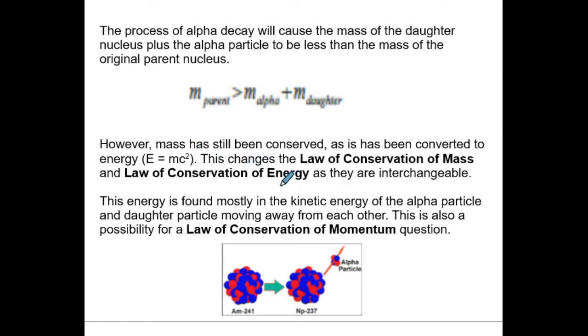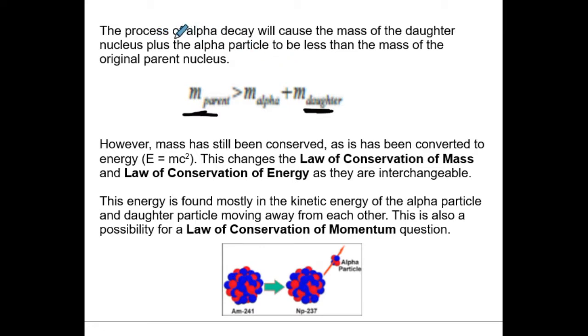Now, in terms of vocabulary, I've already discussed this. The parent is what we start with, and it always turns into a daughter plus a kicked out particle. In this case, it was an alpha particle. And what ends up happening here is that we're always going to lose some mass in the process.